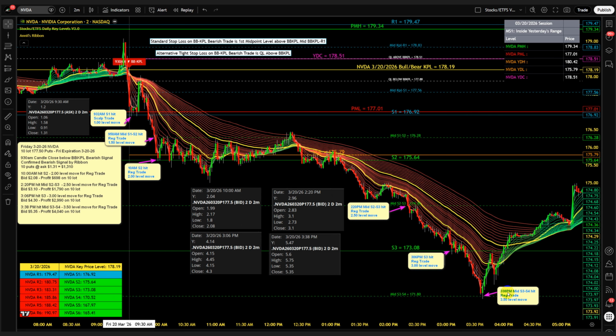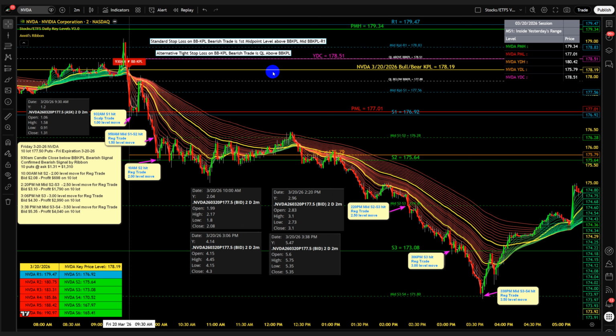And then here at 3:38 p.m., we finally have a hit of the mid S3, S4 level. That is now a 3.5 level move on a regular trade. And the bid on the close of that candle, as you can see, it did back off after hitting it, is $5.35 on the candle close. So that is a profit of $4,040 on a 10 lot.